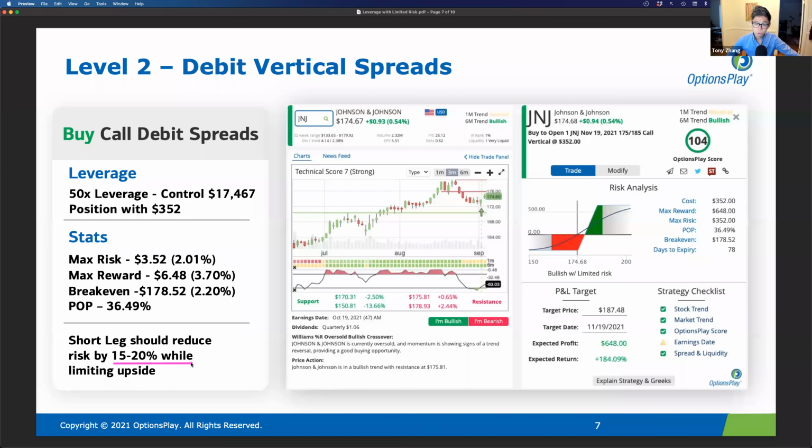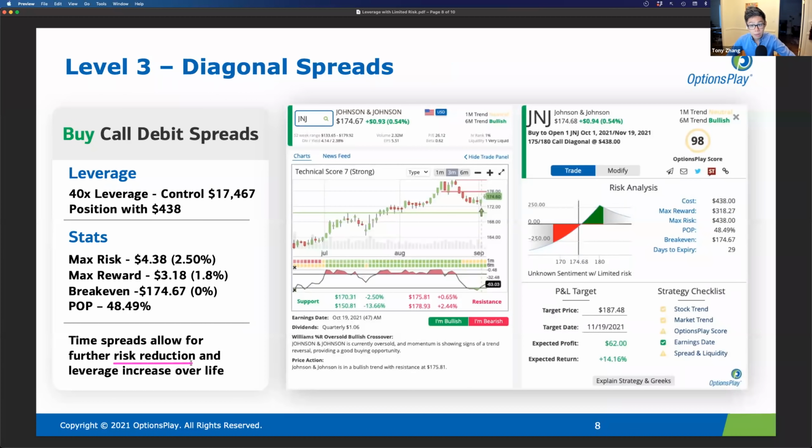Okay, so these are two strategies that we trade very commonly. These are two strategies, for those of you that have been with us for a while, should be fairly familiar with this. So now let's take this to the next step, right? How can we take this idea of selling premium to reduce our risk perhaps even a little further? And that's where we get to time spreads.